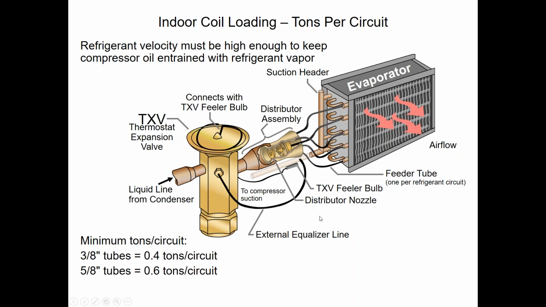If we have 5 circuits and we have a 10-ton coil, you would take that 10-ton coil and divide it by the 5 circuits, which would give you what? 2 tons per tube. When you hear tons per circuit, this is what we're talking about. How many tons of refrigeration effect are we doing with each distributor tube?